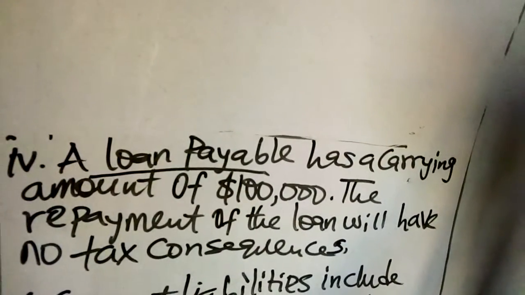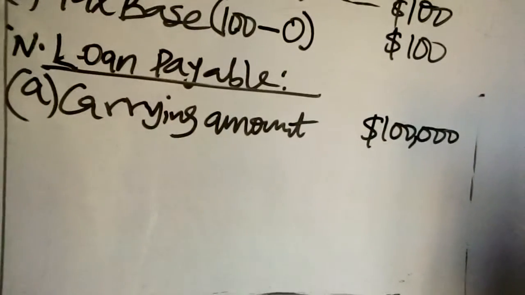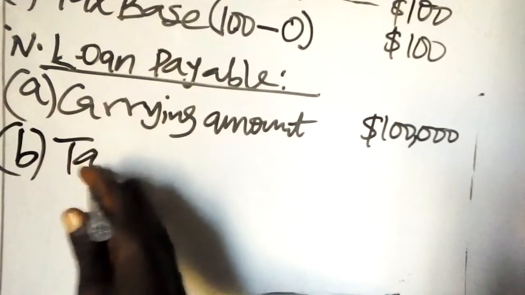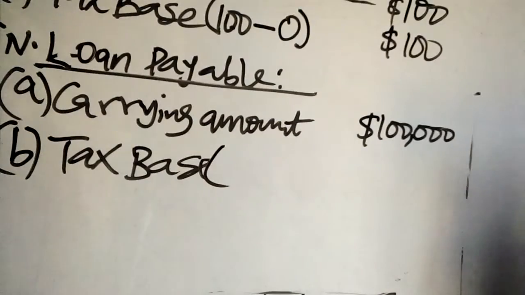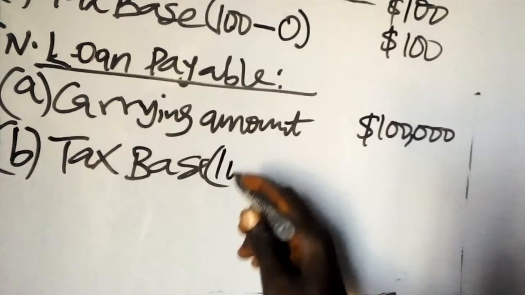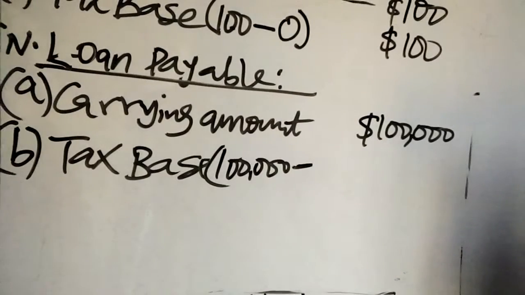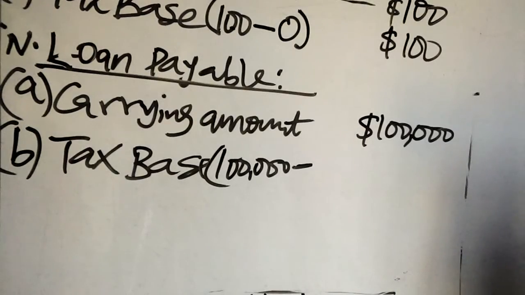The repayment of the loan will have no tax consequence. Therefore, what will be the tax base of the loan? Remember, the tax base of a liability is the carrying amount, which is 100,000, less the amount that will be deducted in the future for tax purpose. How much will be included in tax computation in the future?